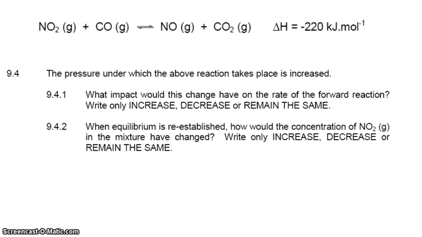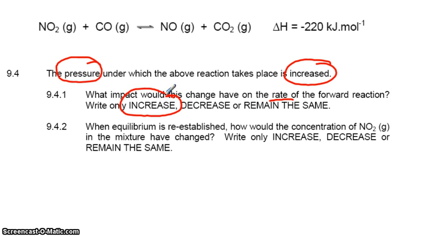9.4 changes one of the conditions. The pressure on the reaction is increased. 9.4.1 asks you for the impact the change will have on the rate of the forward reaction. And so that simply requires us to answer the question, how does an increased pressure affect the rate? The simple answer we know from collision theory is that an increase in pressure will increase the rate, because the particles are closer together and therefore there'll be more collisions per unit time, more successful collisions, etc. So an increase in pressure will always increase the rate of any reaction. In this case they asked for the forward, it would increase the reverse rate equally.